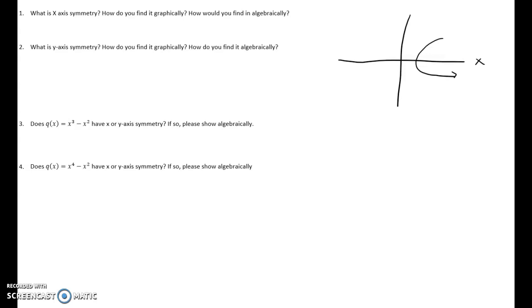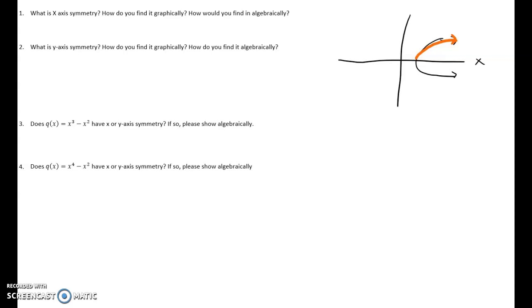This isn't actually the graph of a function, but this would have x-axis symmetry because you see that here, let me use a different color here. If we mirrored, this side matches up with this side over here. If I fold it across the x-axis, it's symmetric. So that's how we would find it graphically: we would just graph it and see if we folded this up on the x-axis, does it match up?